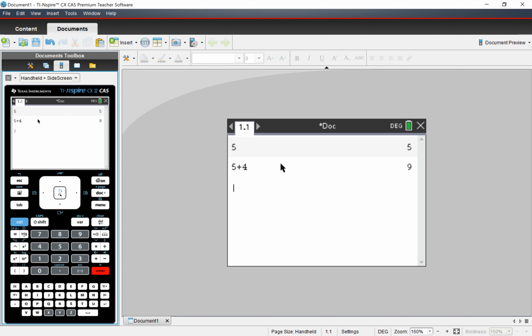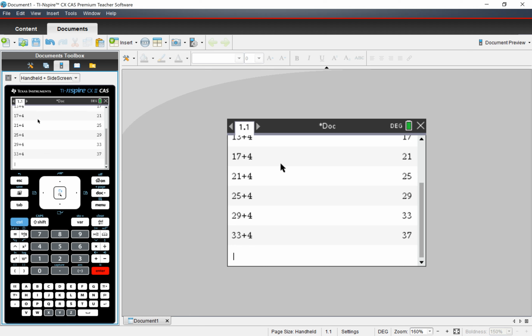But now the beauty here is your last formula that you set there was plus 4. If I continue to press enter, I don't have to type plus 4 anymore. So that gives me the sequence.